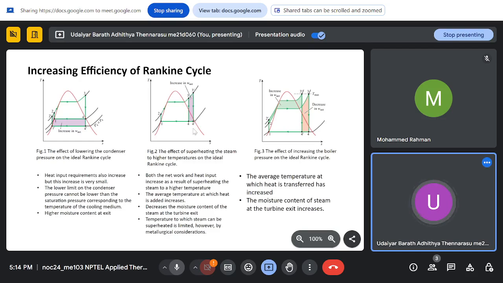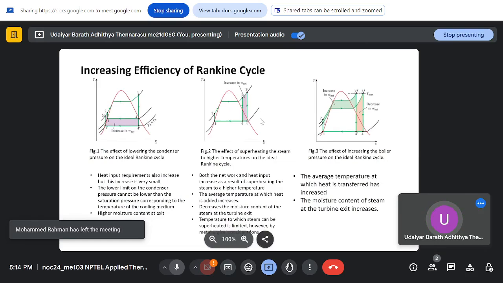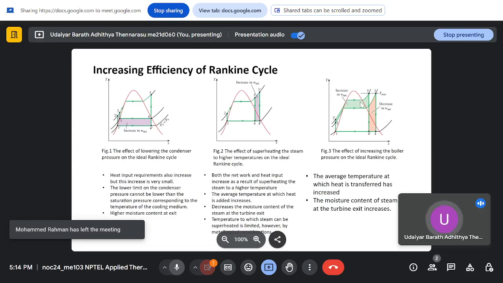So this shaded portion is the increase in work which you are getting, but you also have to give some additional heat. And the other is increasing your condenser pressure. But while limiting your temperature, there is a decrease in work and there is also an increase in work. So this may or may not increase your efficiency.